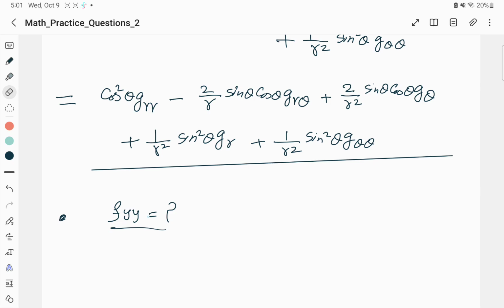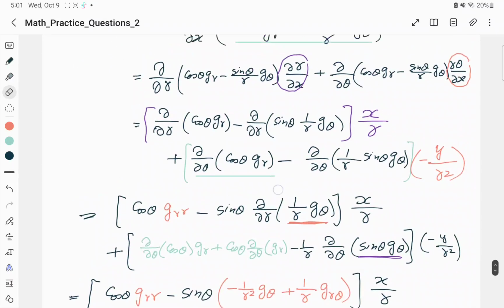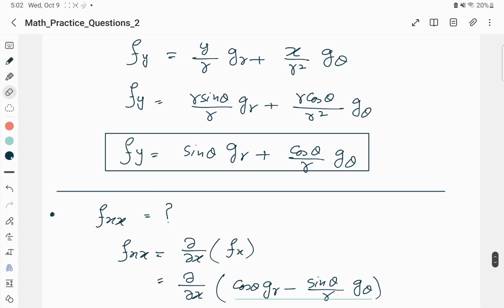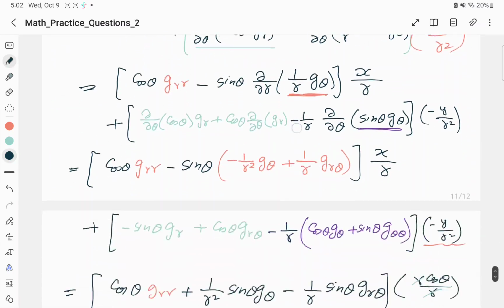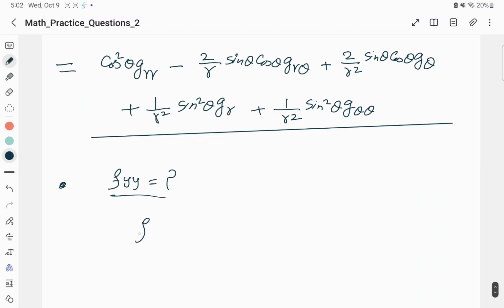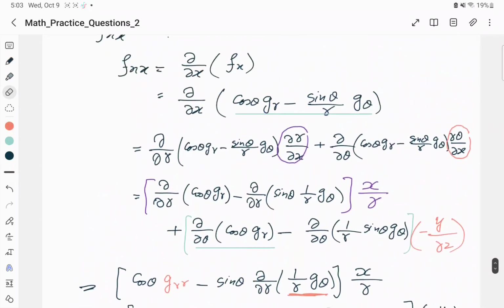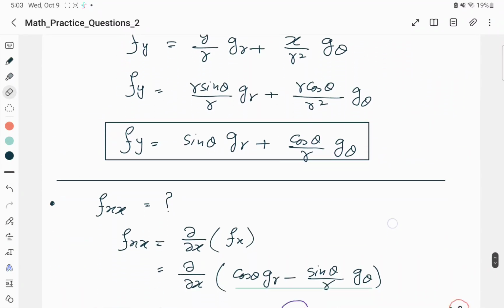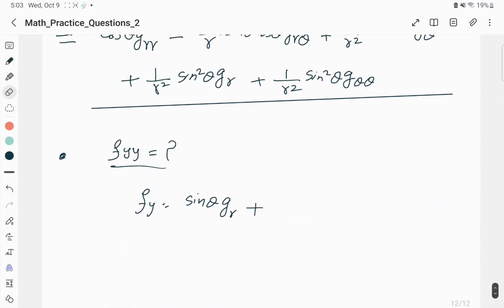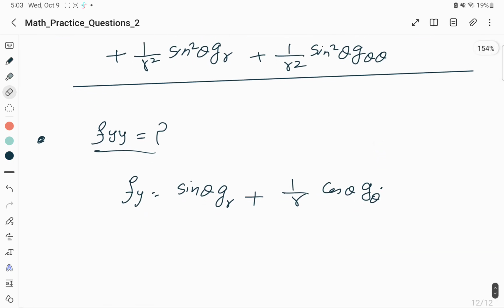So we have already calculated f_y. So f_y we have calculated above, that was sine theta g_r plus 1 over r cos theta g_theta. So this is the expression we have got for f_y, and now we want to find its derivative with respect to y once more.